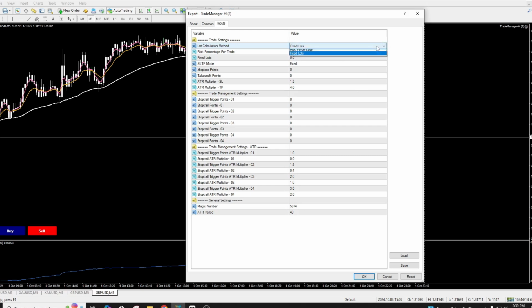Or if you want to experiment with a risk-based percentage compound type of scenario, where you're using ATR and managing off of ATR, this is a great tool to use.